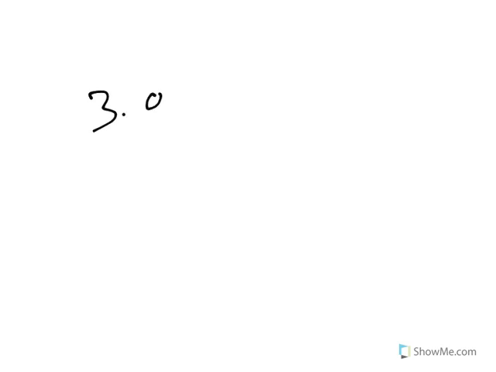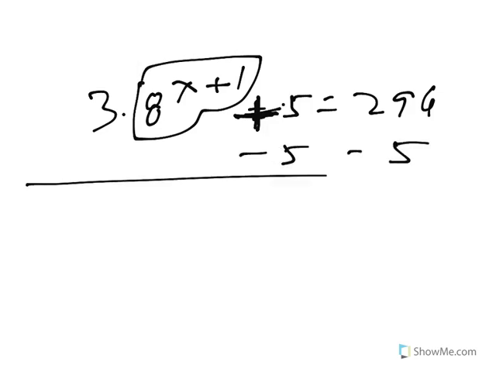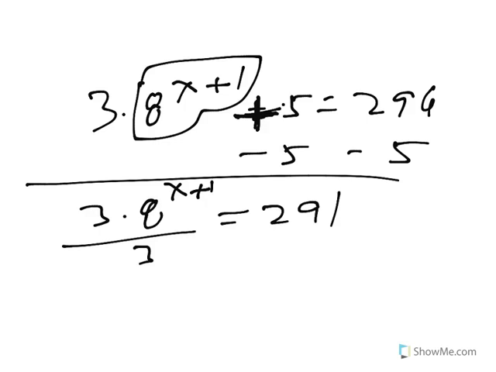Sometimes there's extra stuff. Oops, plus 5. That's a plus. Well, you need to isolate this expression. So we take away 5 from both sides. We get 3 times 8 to the x plus 1 equals 291. And you divide both sides by 3. Get 8 to the x plus 1 equals 97.